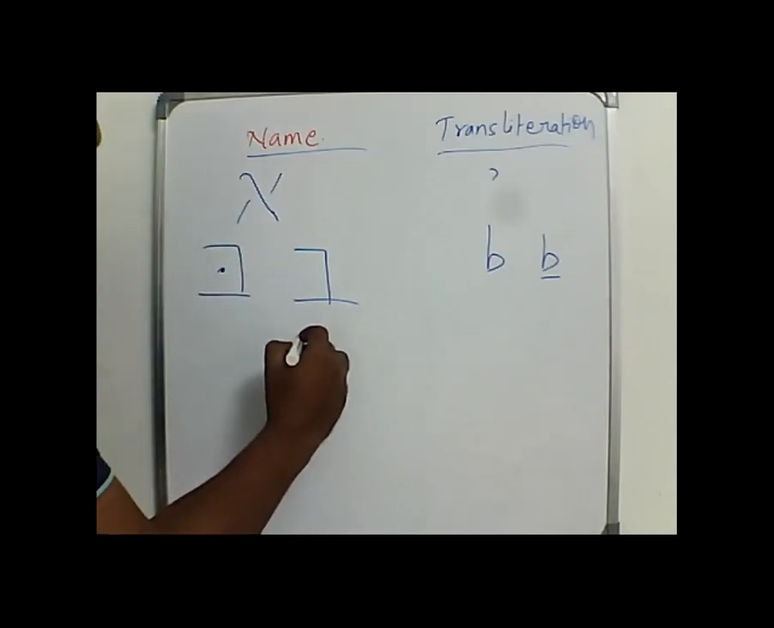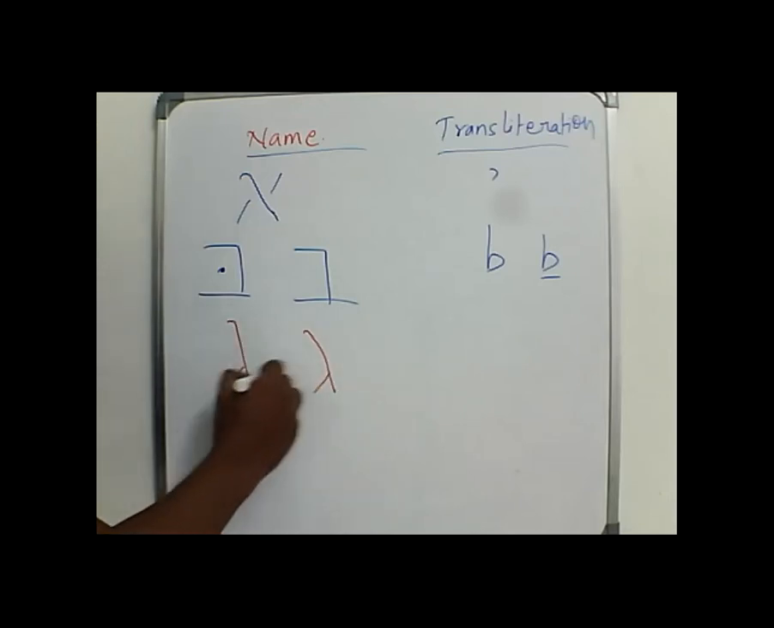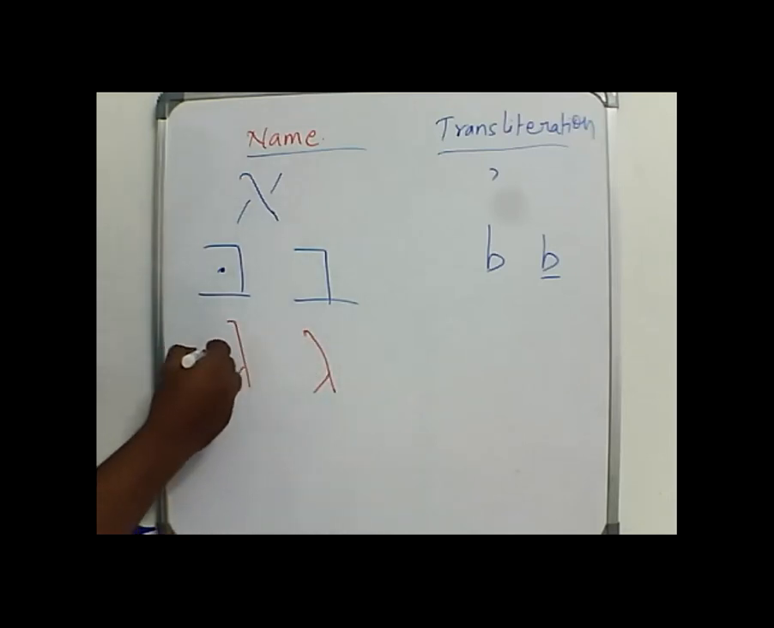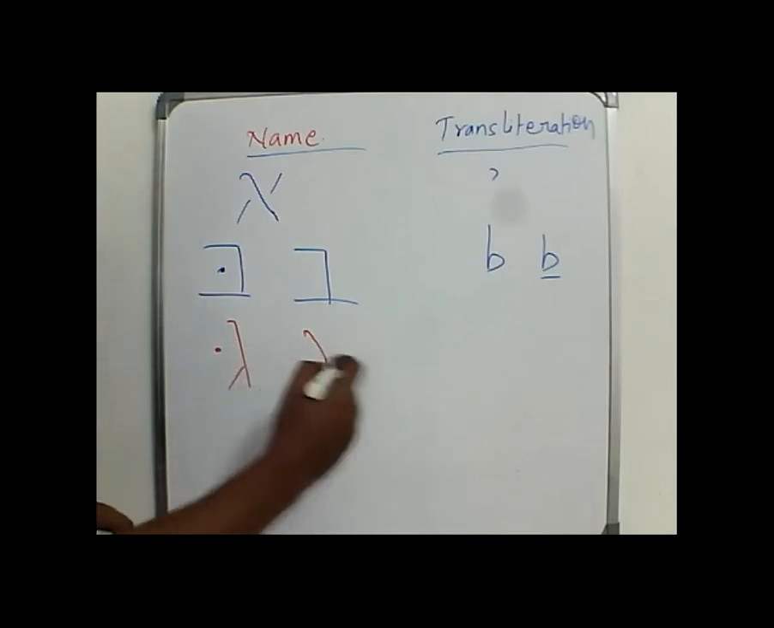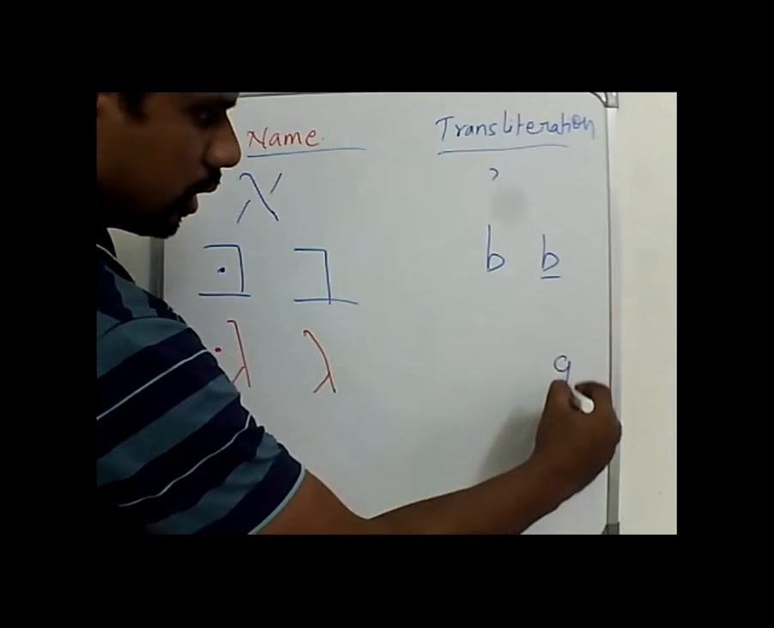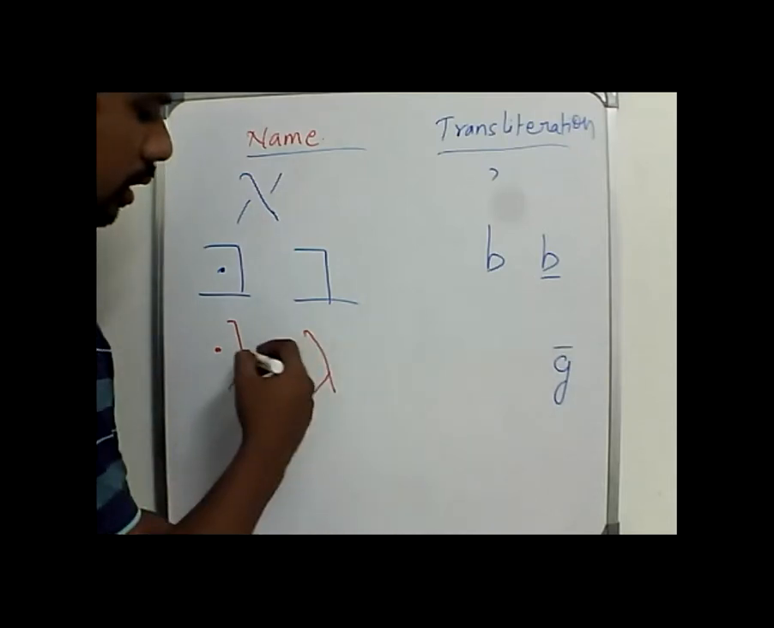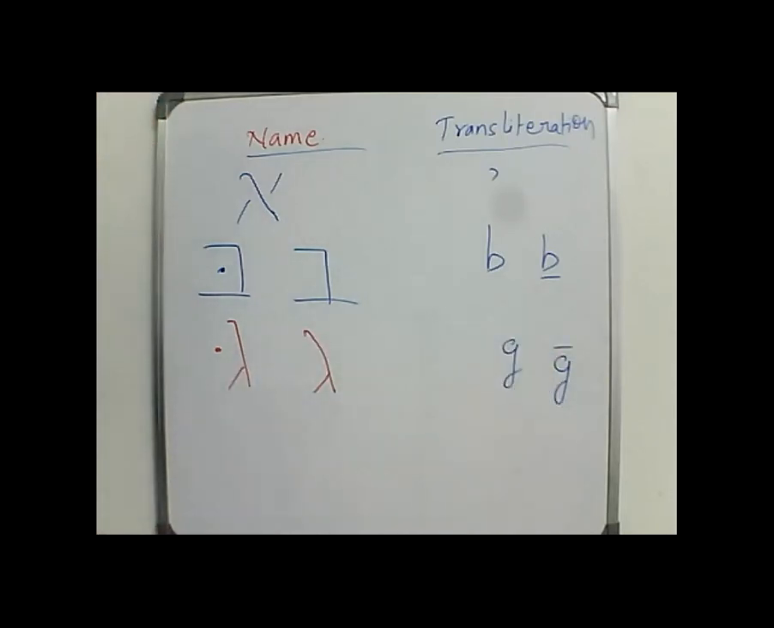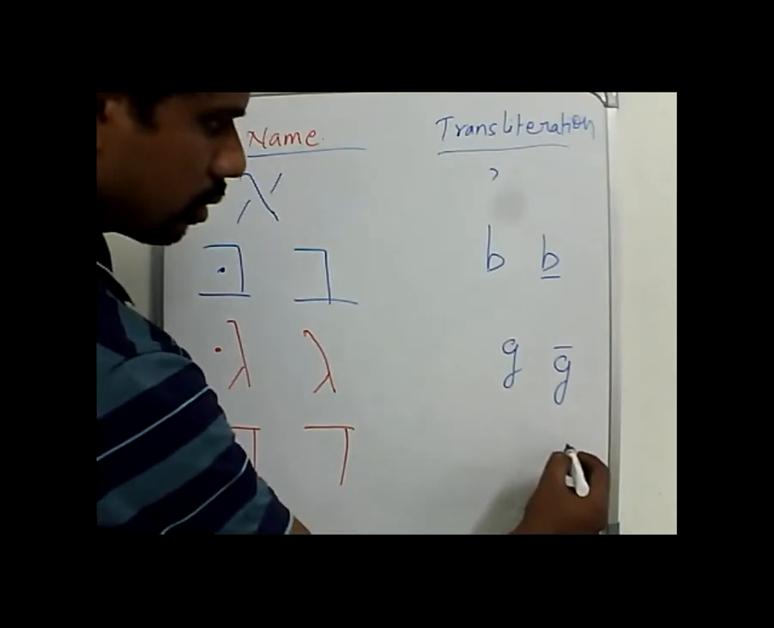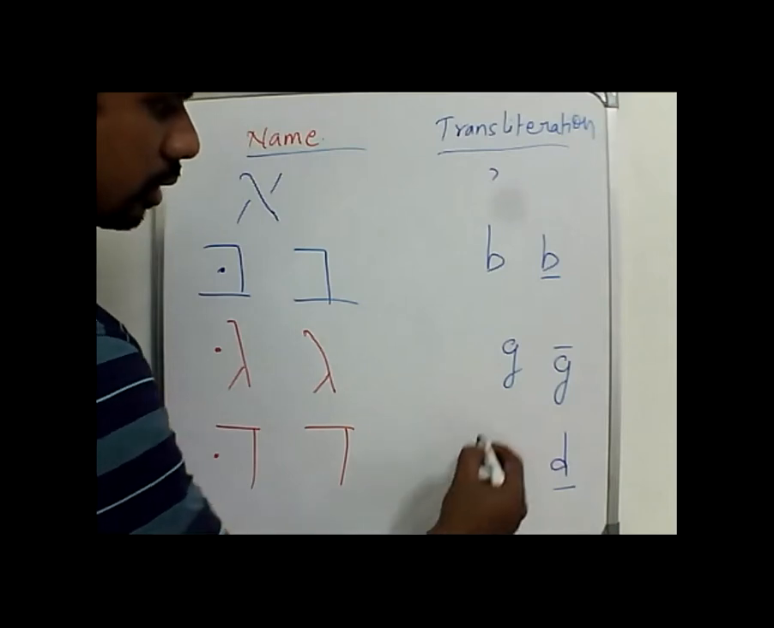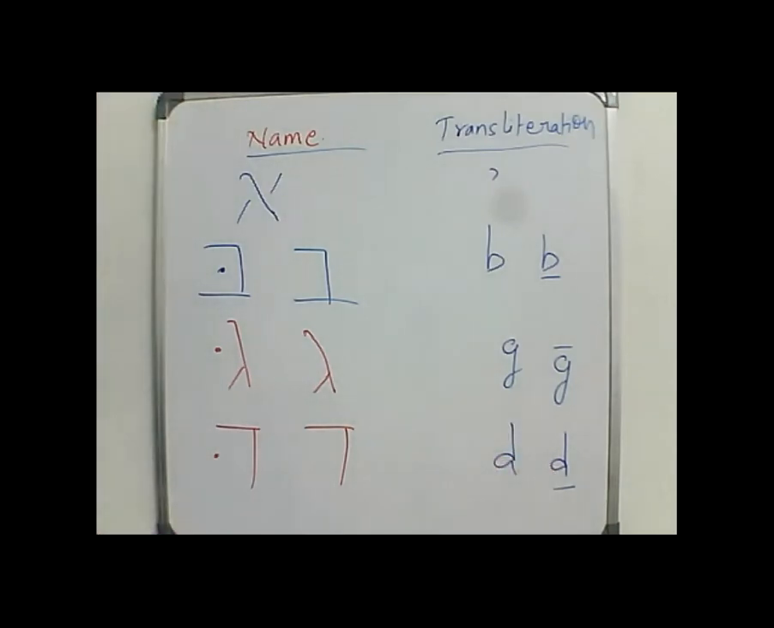Beit and Gimel. Gimel also we have two different forms. If the Gimel is without dot, it is G with a dash upside. And if it is with dot, it is G. And Dalet also has two forms. Without dot, it should be D with a small dash downside, and with dot, it is D. Please take note of this one.